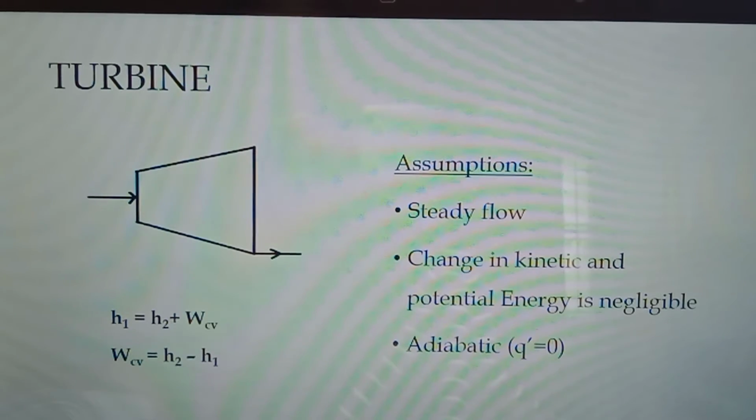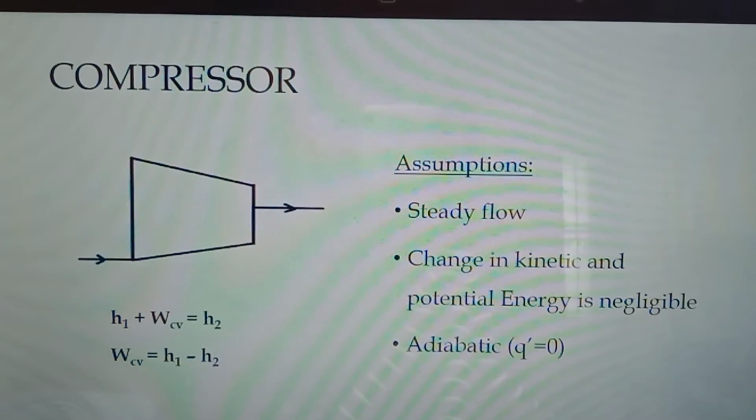The fourth device is the compressor. The assumptions for the compressor are the same as that of the turbine. So by substituting that, we will get the final equation as H1 plus WCV is equal to H2, whereas WCV is equal to H2 minus H1.